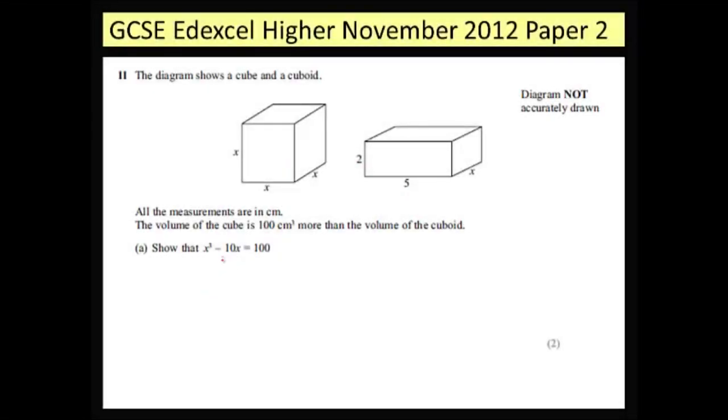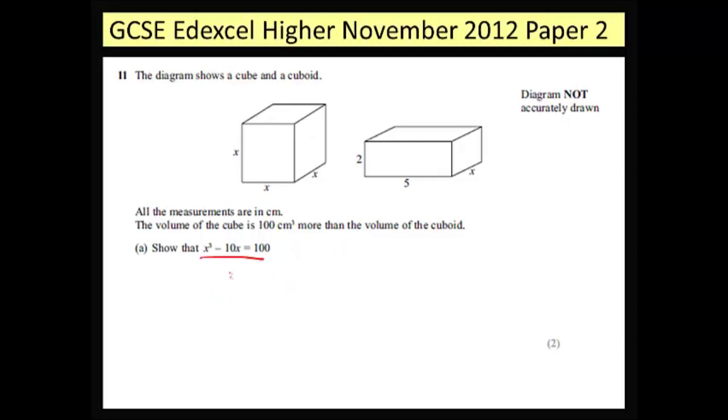Question 11. So in this one it gives me a cube and a cuboid, and it gives me some of the measurements but not all of them, and it tells me where I actually need to end up with for my answer. So let's just start with the things that we know. This is a cube, so the volume of it is 100 centimeters cubed more than the volume of the cuboid.